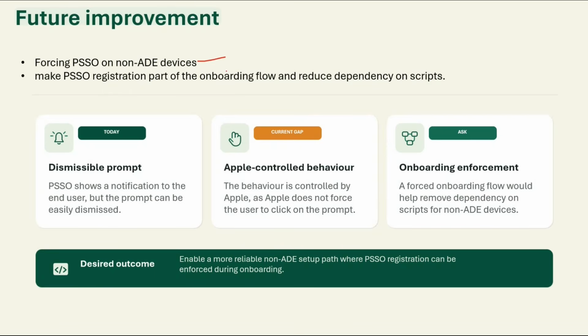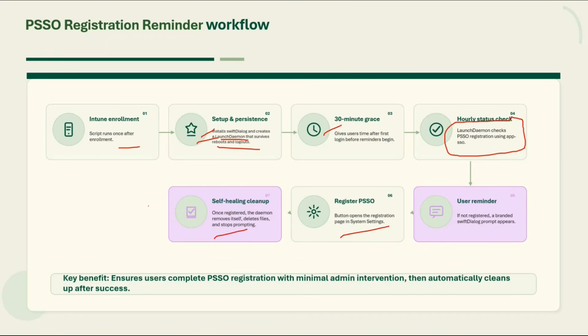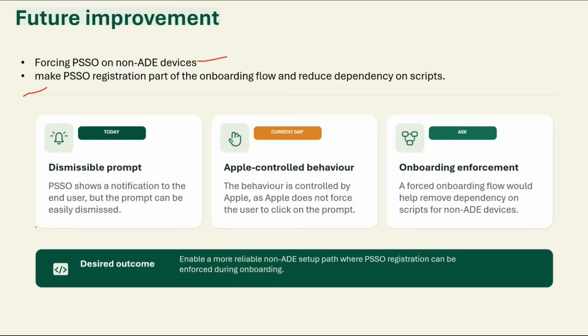So probably one future enforcement could be forcing PSSO on non-ADE devices without depending upon a third-party script, because what we are doing over here is a workaround. It's a working workaround, but the admin has to deploy an additional script and target it and stuff like that, right? That is exactly what this slide is talking about: currently the prompt that the end user gets for registering their device is dismissible. Therefore, we have to rely on a script, and we would love to remove the dependency on scripts for non-ADE devices.